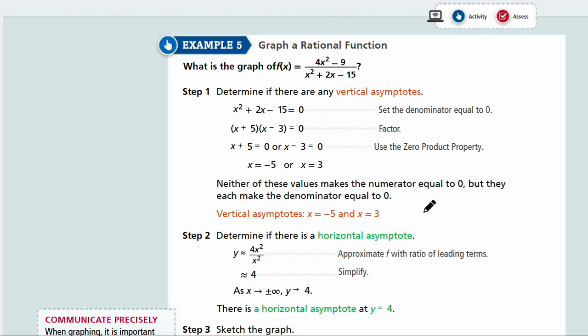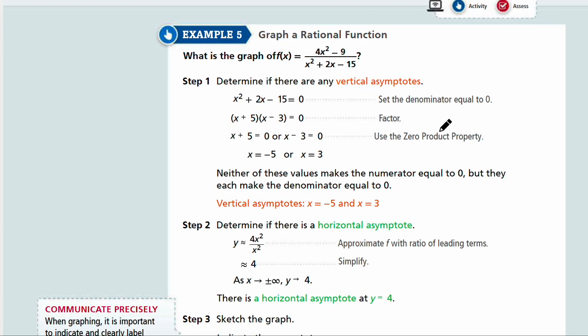Let's look at our last example, example 5, graphing a rational function. So our goal for this lesson is to graph a rational function. And we looked at graphing some rational functions in previous examples, but this is the last example to look at. So for example, if we have a more complicated graph, not just 2 curves, but maybe multiple curves, right? So for example, we have an f of x that's equal to 4x squared minus 9 over x squared plus 2x minus 15. So the steps are still the same.